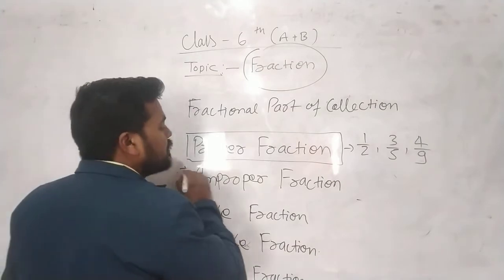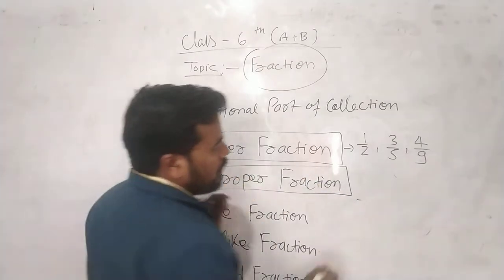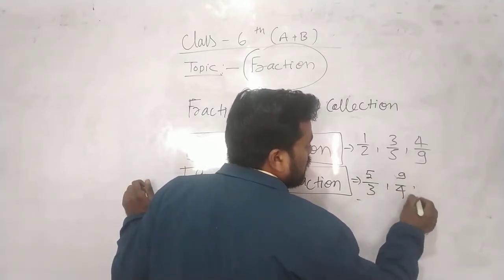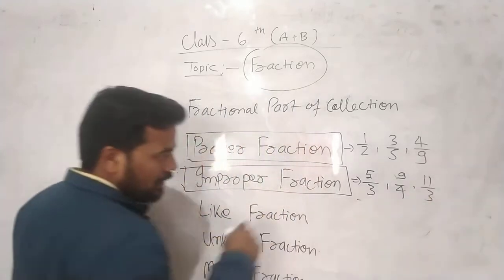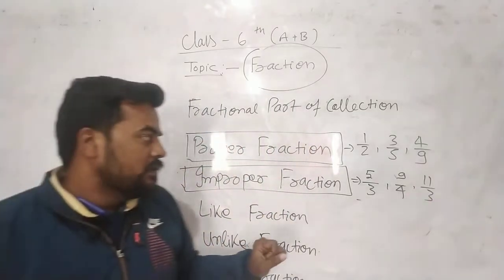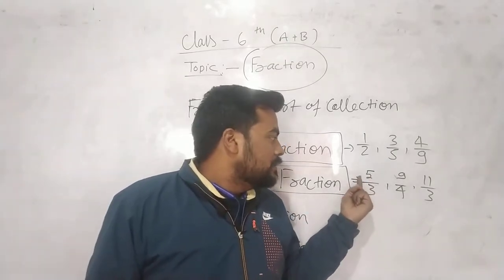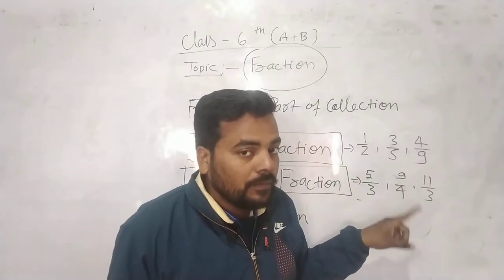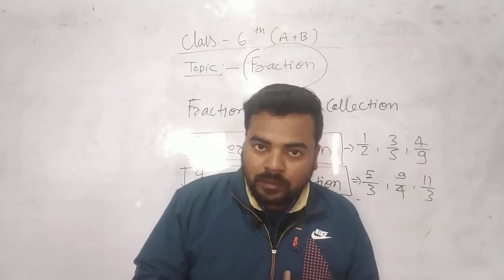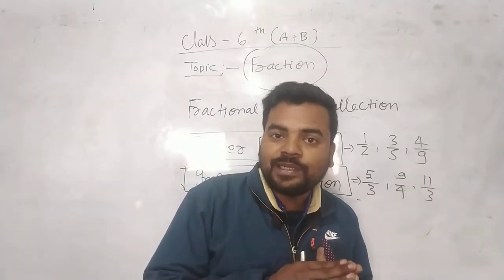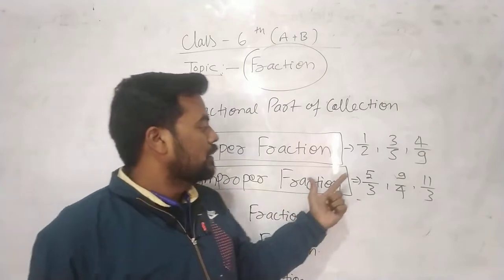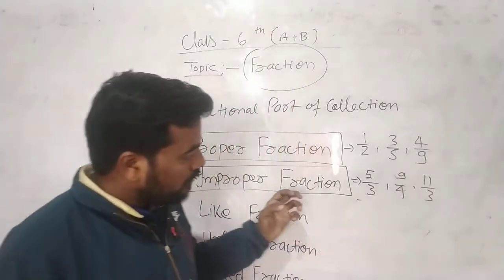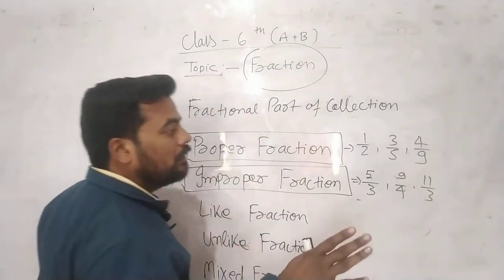So what is the difference between proper fraction and improper fraction? Let's take another example: 5/3, 9/4, and 11/3. In these 3 examples you will notice that in 5/3, 5 is numerator and 3 is denominator, and 5 is greater than 3. It means in a fraction, if numerator is greater than the denominator, it is known as improper fraction. 5 is greater than 3, 9 is greater than 4, 11 is greater than 3. So these are the examples of improper fraction.